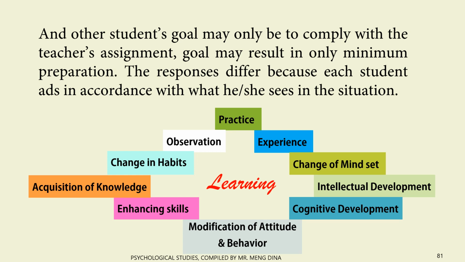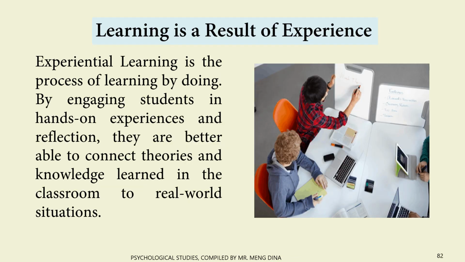Okay, we have many methods for notice, practice, experience, change of mindset, intellectual development, cognitive development, modification of attitude and behaviors, enhancing skill, acquisition of knowledge, change in habit, and observation. All of these make up the components of learning. So we go into the second step of the learning process, which means learning is a result of experience.